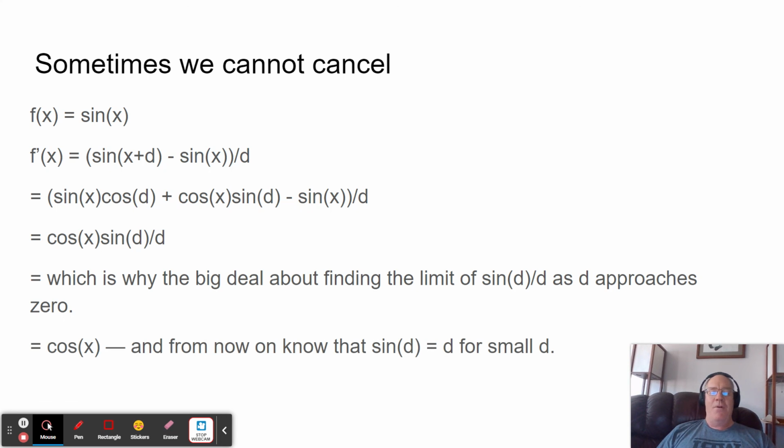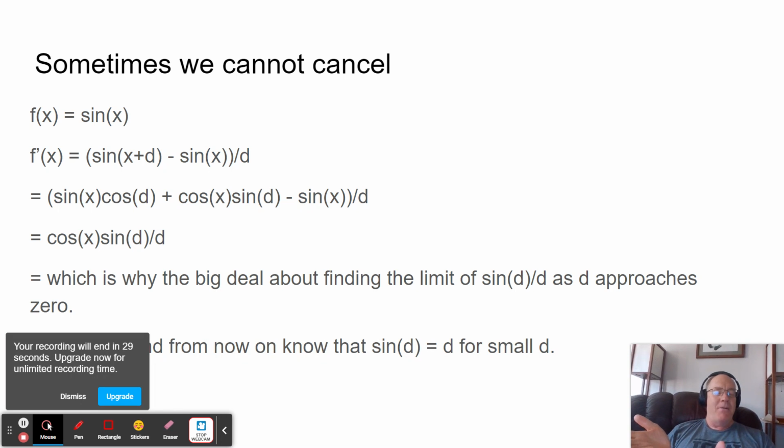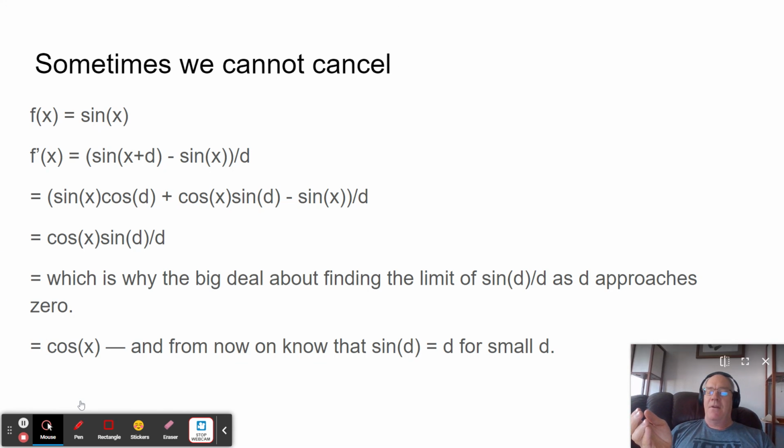For now, just know that the sine of d is d when d is small. And that makes it the case that the result here is just the cosine of x. And the derivative, as you may recall from memorization, the derivative of the sine of x is the cosine of x. And that's how we do differentiation. That's your basic 5-minute review.